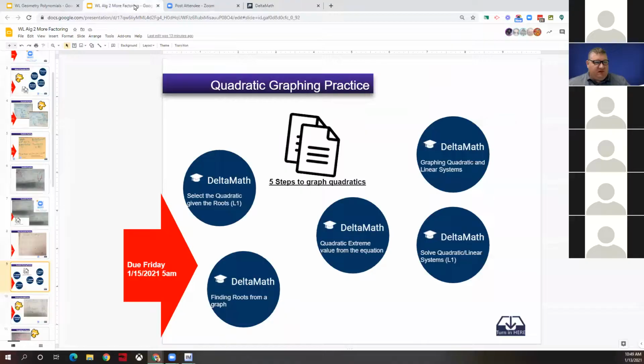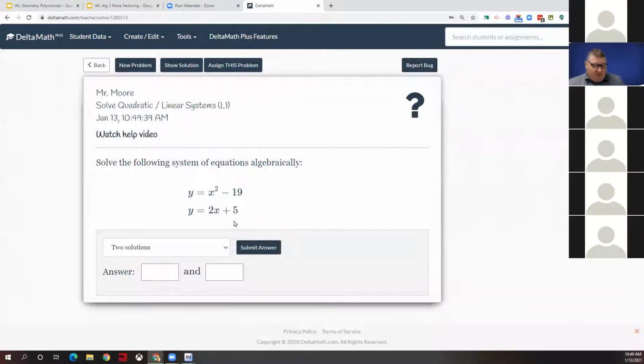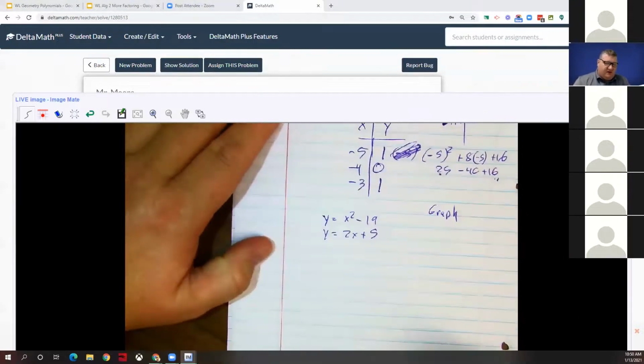All right, what else is over in here? Solve quadratic linear systems. Did that one. Extreme value from the equation. All right, what would be the easiest way to solve this without graphing? Easiest way to solve this one without graphing, guys. Well, there are 3 ways I can solve. I can graph stuff. I can use elimination or combination. Which one is going to work for us best here?